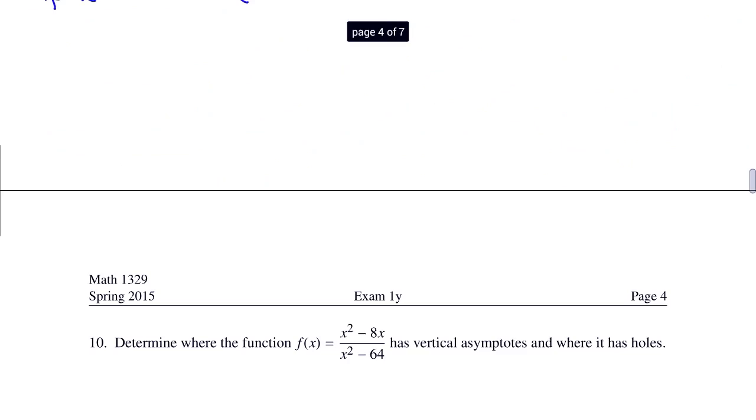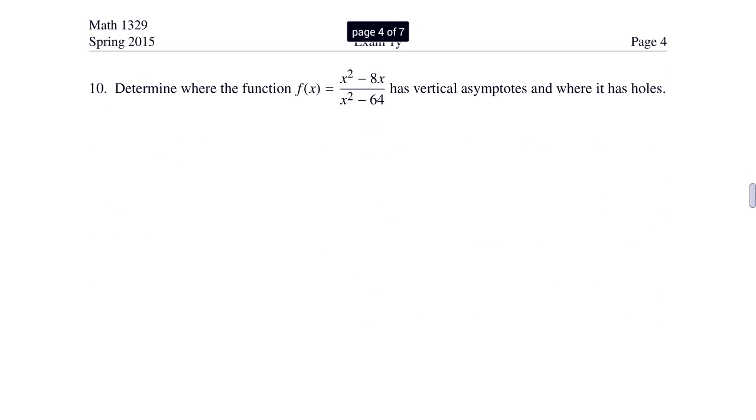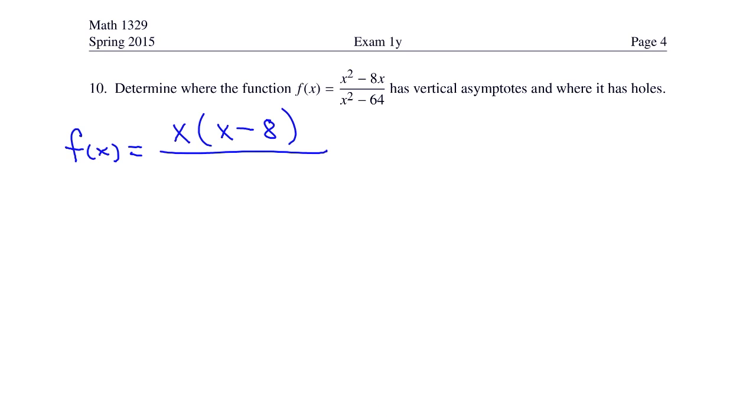Let's look at number 10. Determine where the function f of x equals x squared minus 8x over x squared minus 64 has vertical asymptotes and where it has holes. So first I'll start by factoring the numerator and the denominator. It factors as x times x minus 8 over x minus 8 times x plus 8.